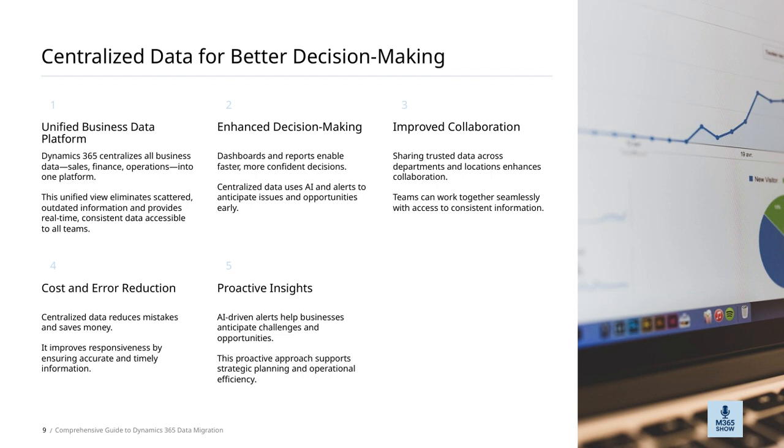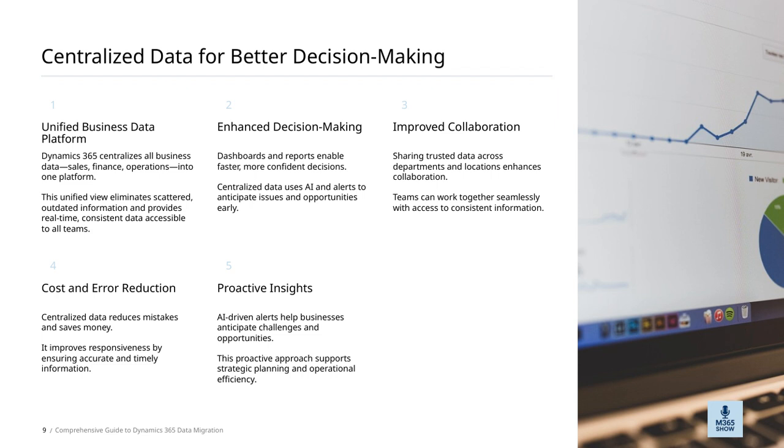When everyone has access to consistent information, teams can work together seamlessly, breaking down silos and improving overall teamwork. Dashboards and reports play a key role here. They enable us to make faster, more confident decisions. And with AI and alerts integrated into the system, we can foresee issues and opportunities before they become critical.